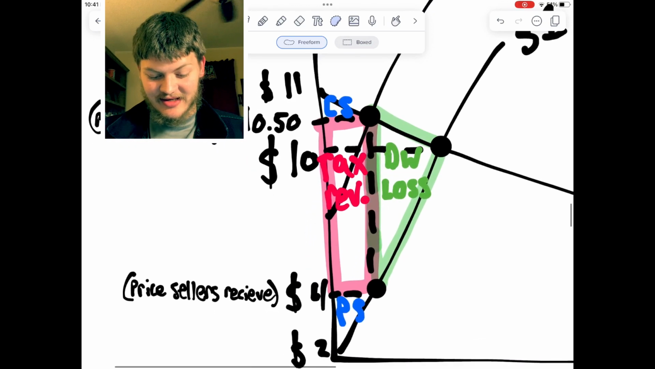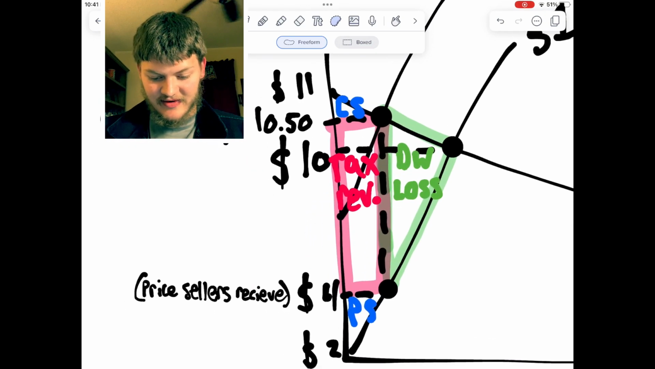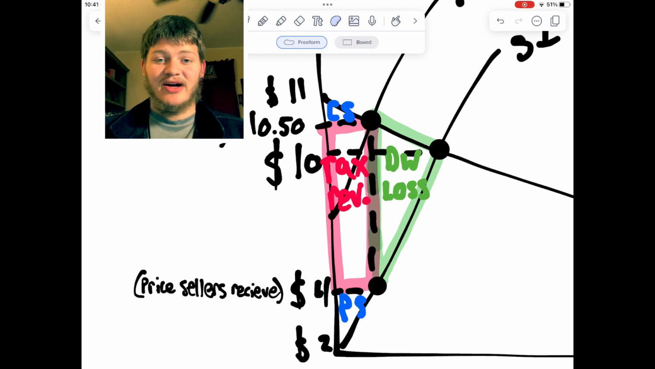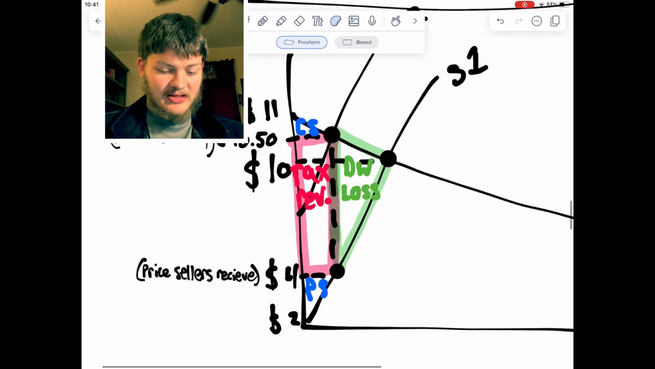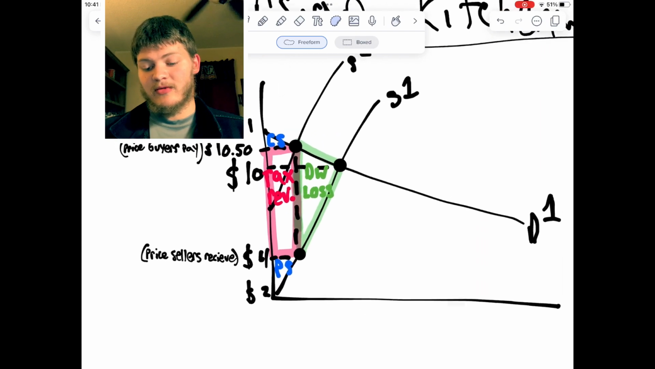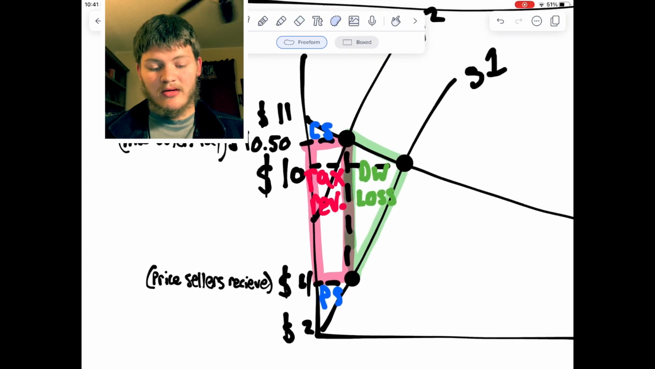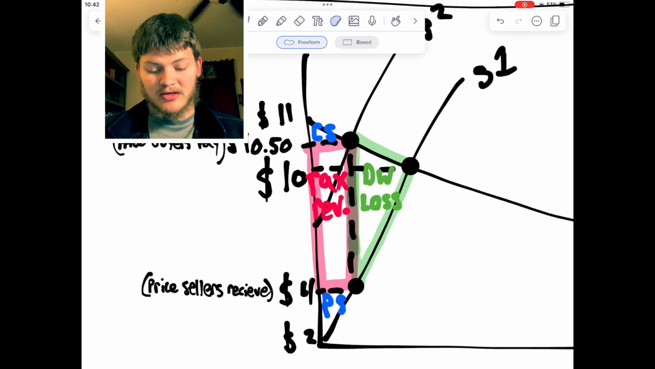So the tax is a $6.50 tax, and only 50 cents of that is going to be on the buyers. They only have to pay 50 cents more. The sellers are going to have to pay $6 more for this tax because the supply is inelastic. It's way more inelastic than the elastic demand curve. The vast majority of the burden of the tax will be on the suppliers.